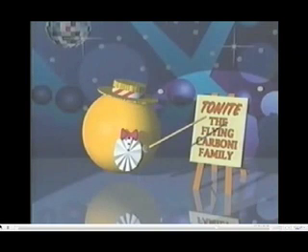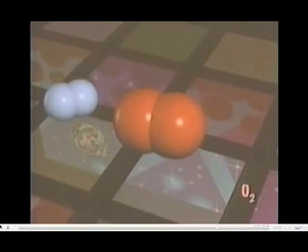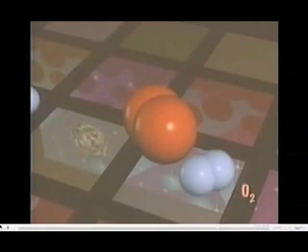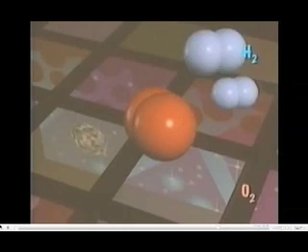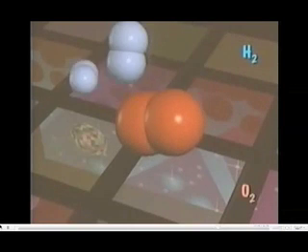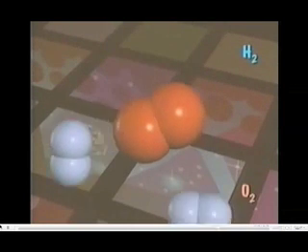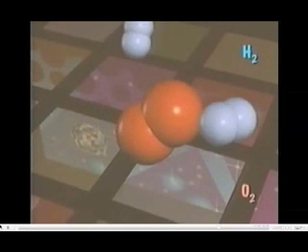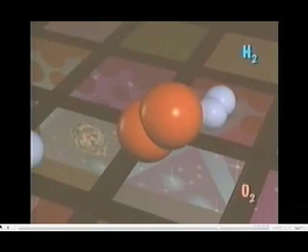Next, we'd like a volunteer with only 2 unpaired electrons. Thank you, oxygen. Hydrogen is approaching oxygen, but they find each other repulsive because they are both surrounded by clouds of negative electrons. They need to come closer.